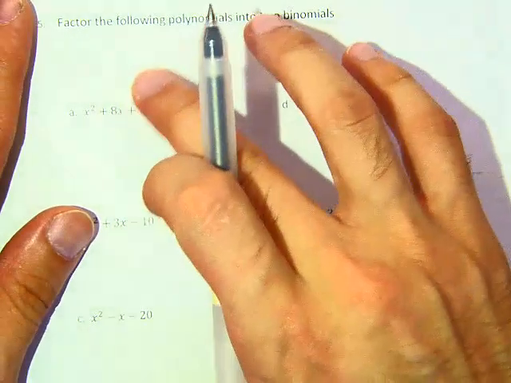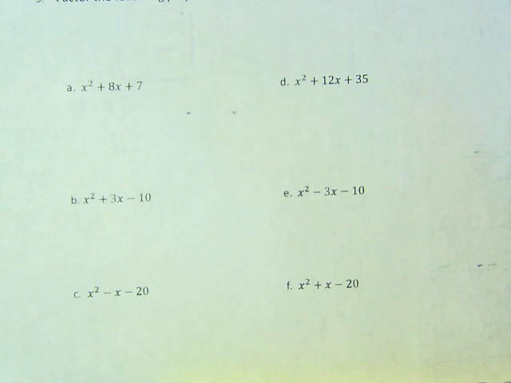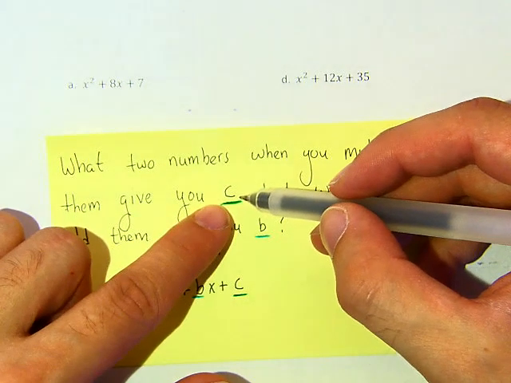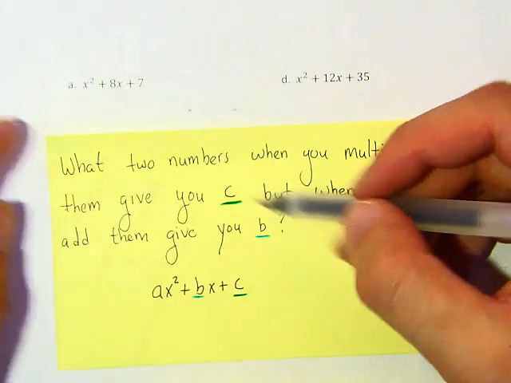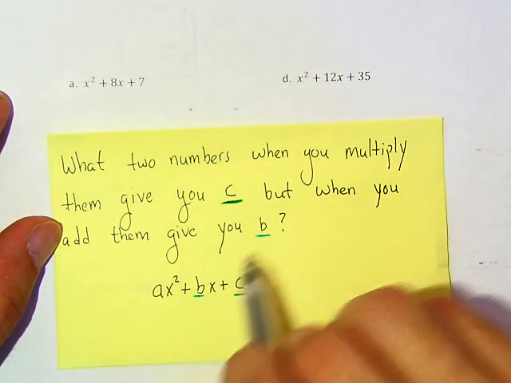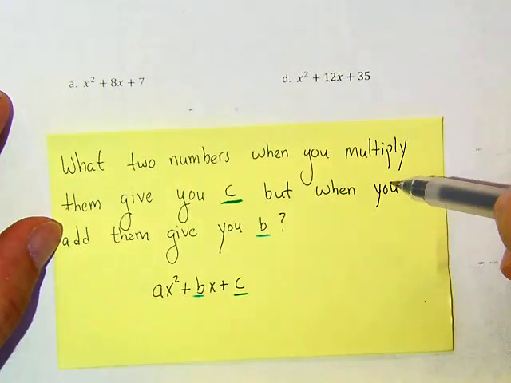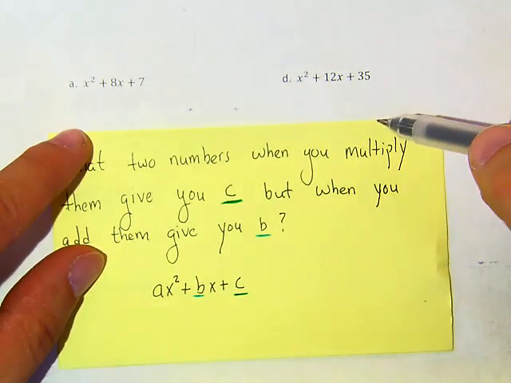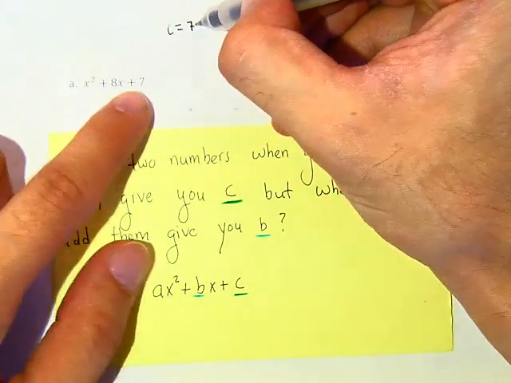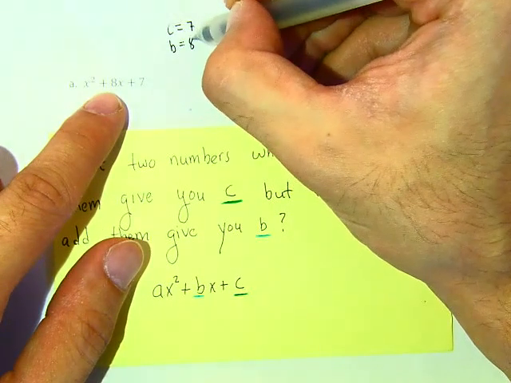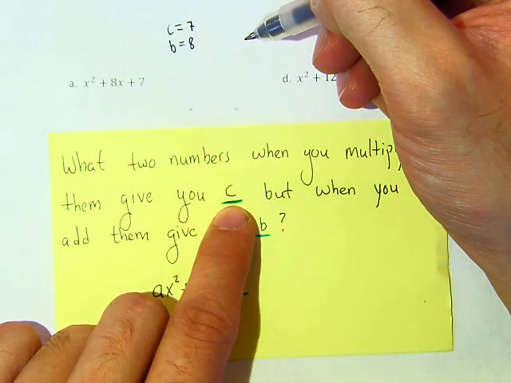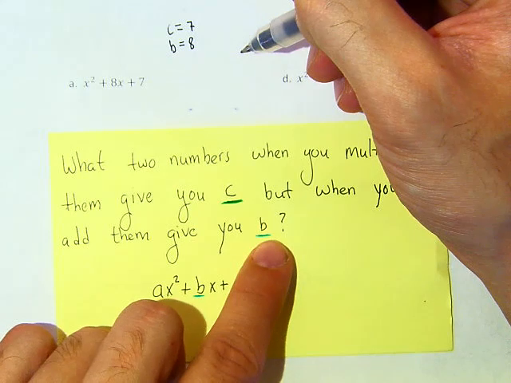What I want you to do is, for these questions over here, I want you to ask yourself, what is the C, what is the B, and what two numbers when you multiply them give you C, but when you add them give you B for all of these. Here, I'll do the first one with you. So what two numbers, here your C is 7, and here your B is 8. So what two numbers when you multiply them give you 7, but when you add them give you 8?